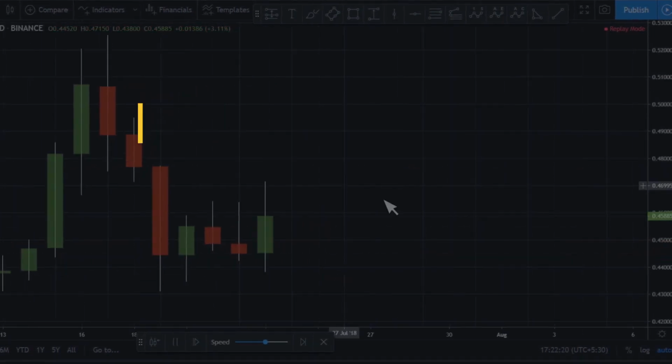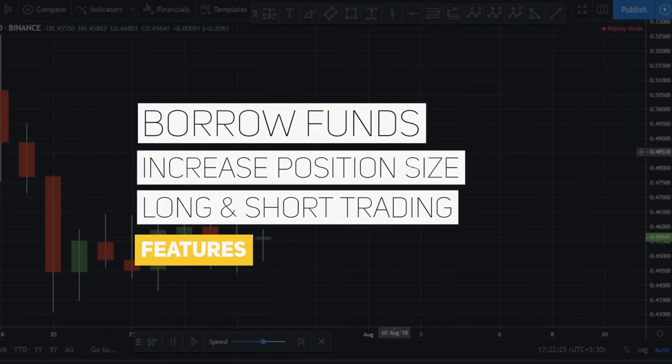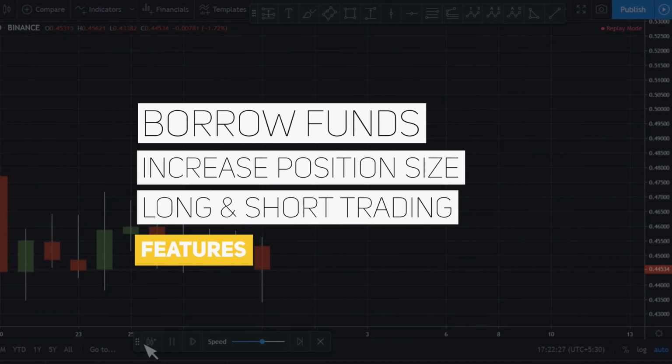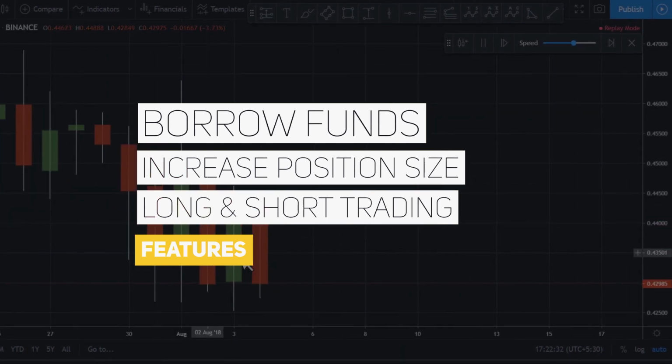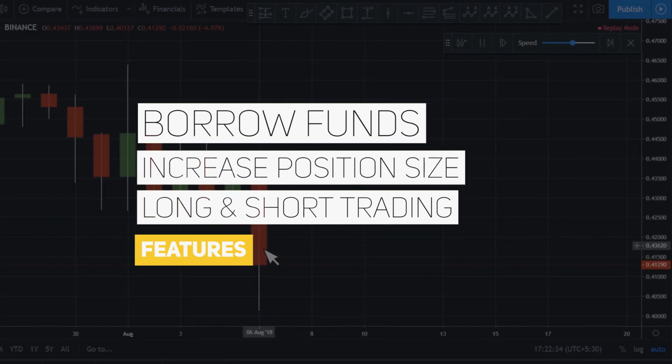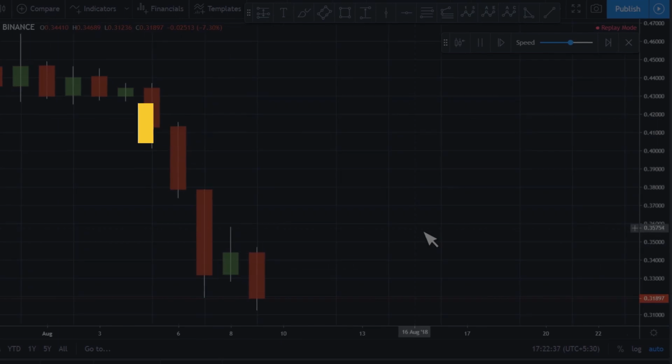Margin trading is a feature that allows you to borrow funds. It might look so simple, but being able to borrow funds opens up two new possibilities. One, you can trade with more money than what you have, and second, you can go long as well as short. So let's look at each aspect in detail.